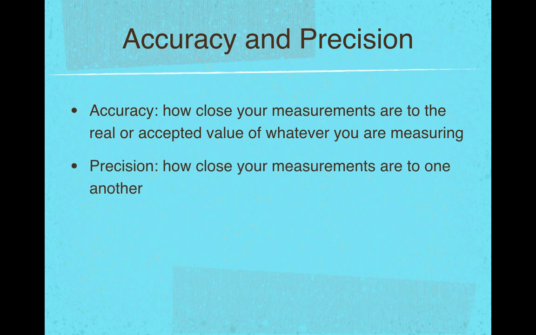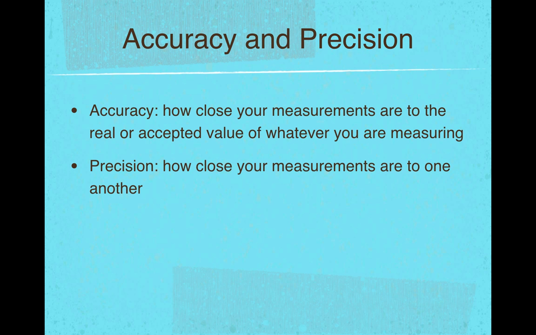Precision is how close your measurements are to one another. This is me putting that same 100 gram mass on, but now instead of it massing 100 grams, maybe I'm massing it at 97.2 and 97.2 and 97.3. I'm not very close to that accepted value, but my measurements are very close together.